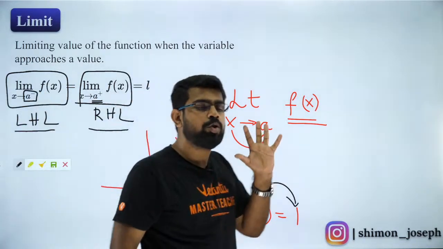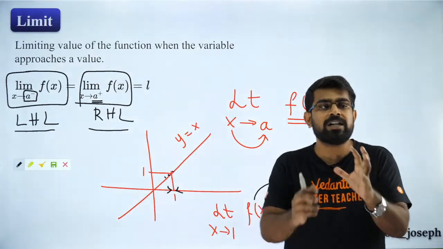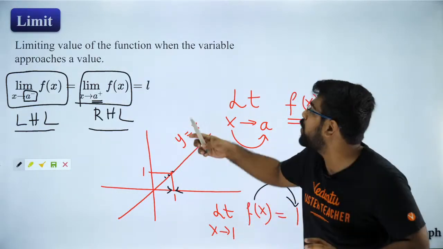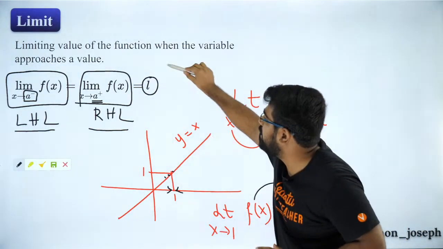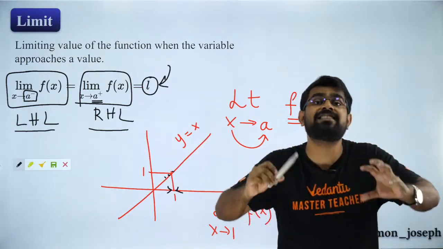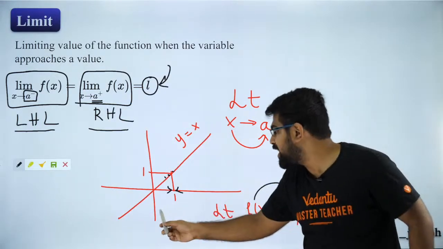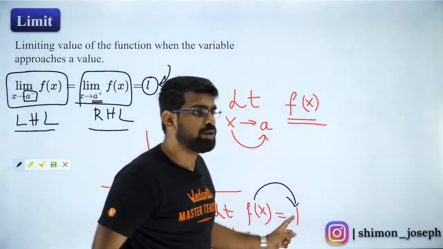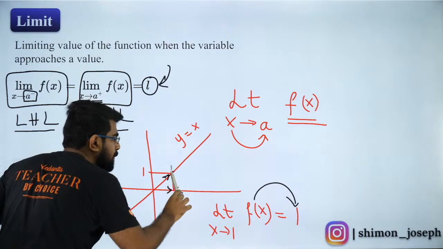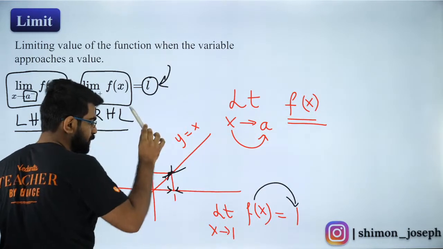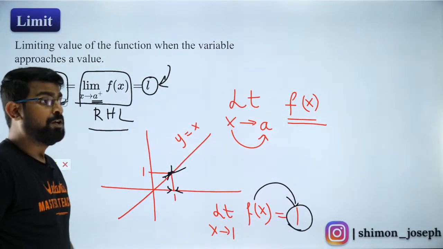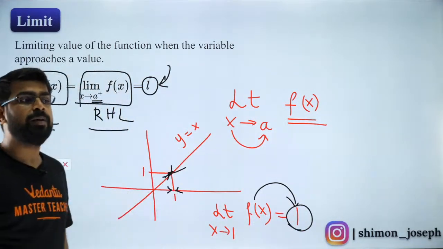So for a limit to exist at a certain point, your LHL and RHL should both be equal, and they should be equal to a finite value L. So that is the condition for existence of limit. Here I directly told the answer is 1, because from left hand side also it is 1, from right hand side also it is 1, the functional value. Therefore the limit exists and it is equal to 1.